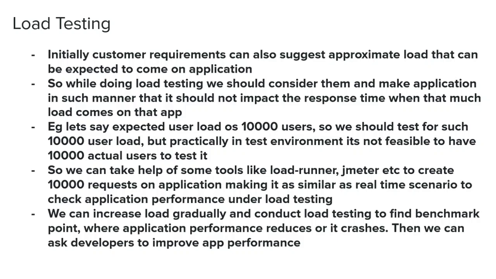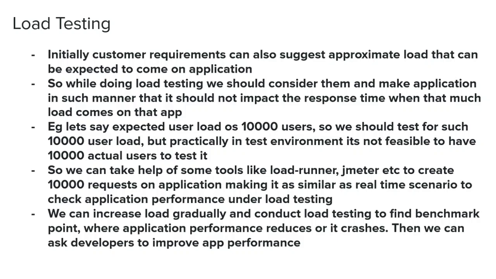So if that benchmark point is not up to the client expectation, let's say the client has said 10,000 users are the expected load, ideally that benchmark should not come below 10,000 users. And if it is coming below 10,000 users, that means we should ask the developer to improve the application performance, because it should not crash for 10,000 users. The benchmark point should be higher because the expected load is 10,000 users.